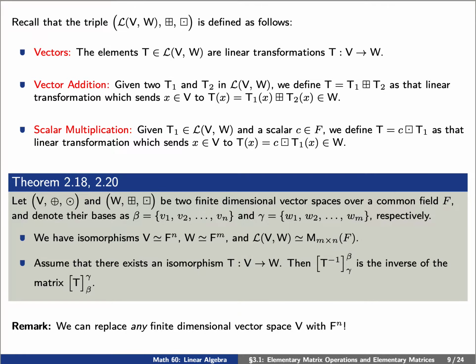The upshot of this theorem is that we can replace any finite dimensional vector space V with the collection of n-tuples. That is, instead of thinking of V as an abstract entity, we can make it very concrete by thinking of V as F to the n.